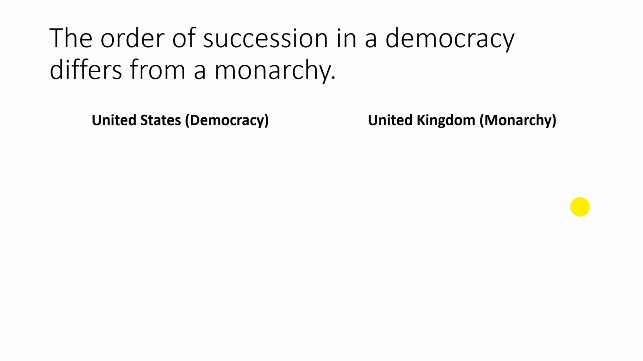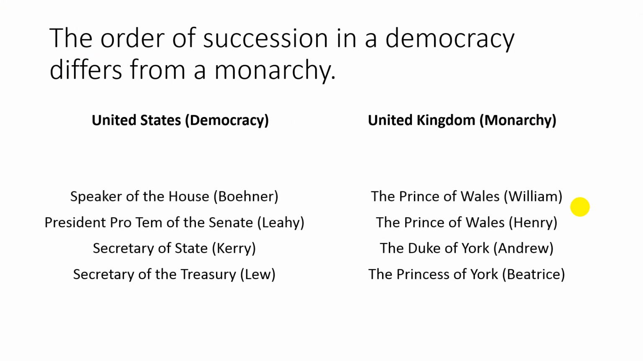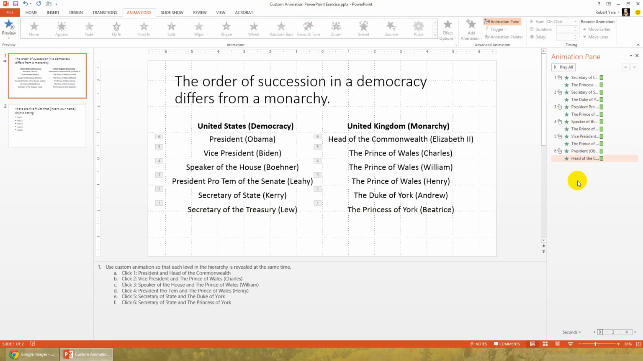So now I have, starting at the bottom, Secretary of the Treasury, Secretary of State, the Prince of Wales, Speaker of the House, Vice President Biden, and President Obama, along with Elizabeth II. So the animation pane gives you the flexibility to change the order of your animation at a later time. I'm going to go ahead and save this, and we're done with this slide. So when you submit it, you should have all of the custom animations set, and you should then reverse the order. So you can either do that when you first set your animations in reverse order, or you can set them in normal order and then reverse them later in the animation pane.